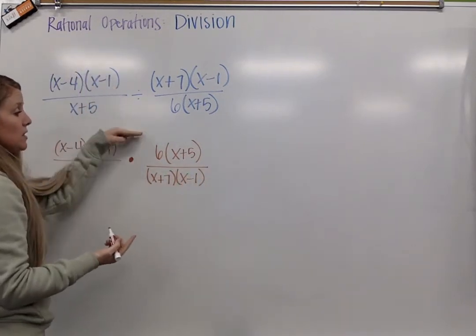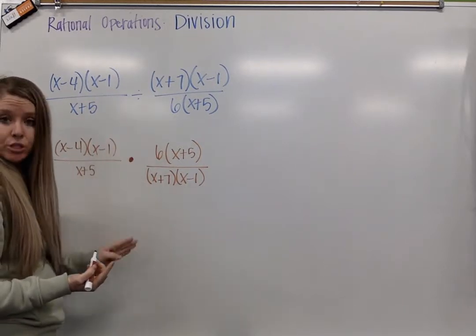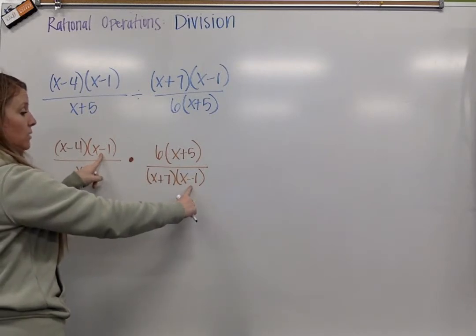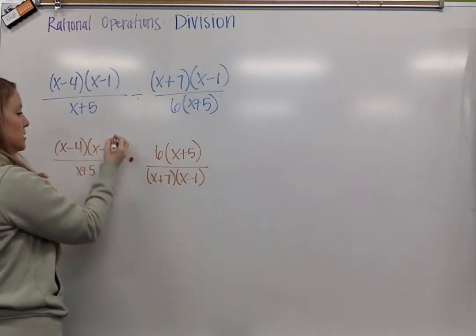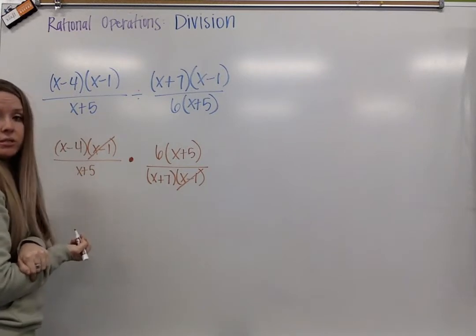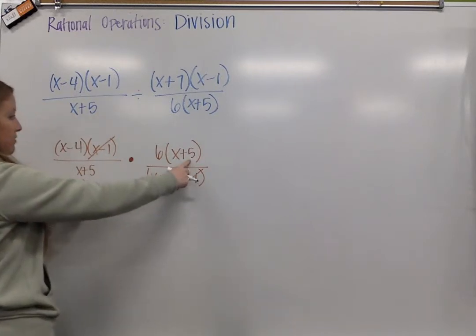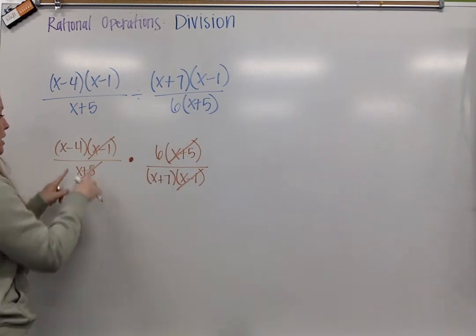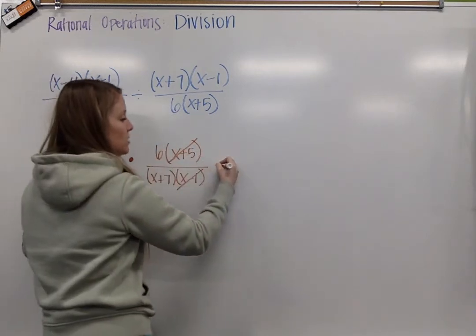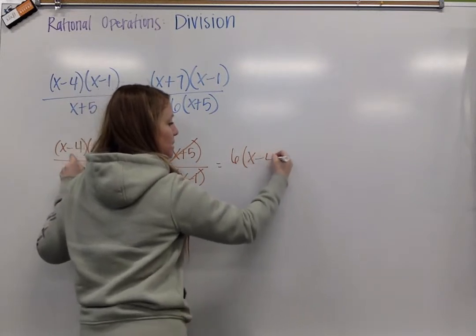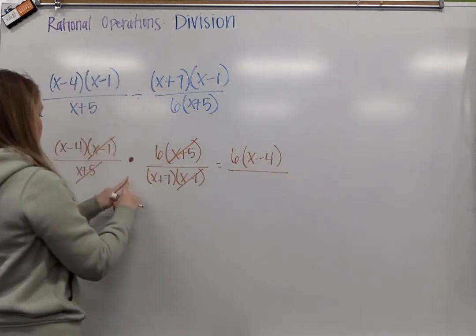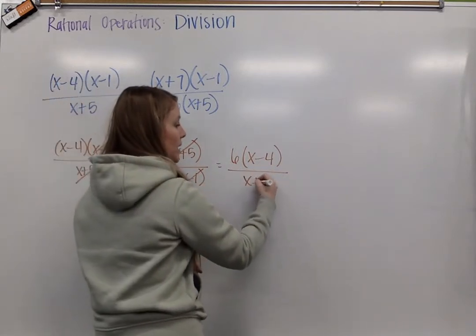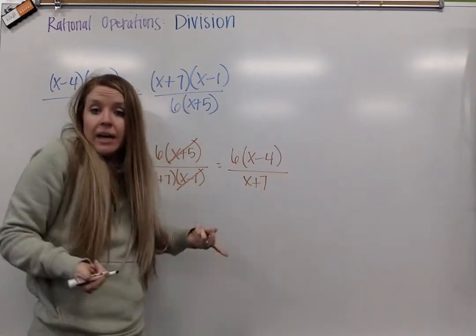And now, if it's in the numerator and denominator, I can reduce to 1. So I have an x minus 1 and an x minus 1. X minus 1 divided by x minus 1 is 1, so that reduces. X plus 5 divided by x plus 5, that reduces. So now I'm left with x minus 4 times 6, so I'm going to write that as 6 times x minus 4. And then in the denominator, I'm left with x plus 7 times 1, so I get x plus 7. And I'd be done.